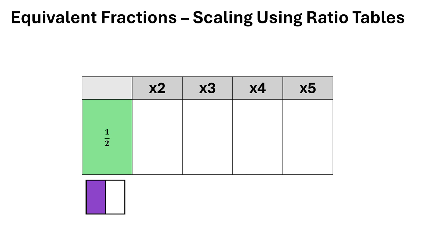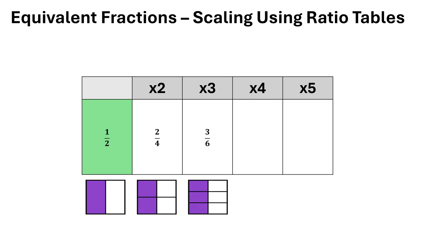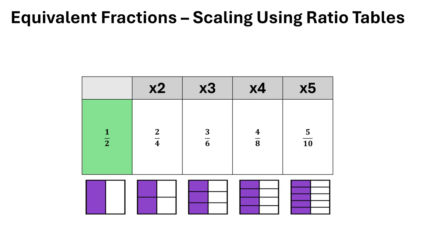Well, if we multiply the numerator and denominator by 2, we can see that 2/4 is the same as 1/2. If we multiply the numerator and denominator by 3, we can see 3/6 is the same as 1/2. And if we multiply the numerator and denominator by 4, we see we have 4/8, and then we have 5/10.